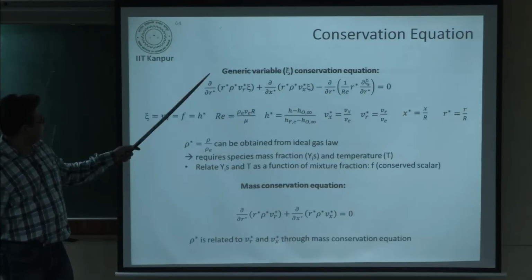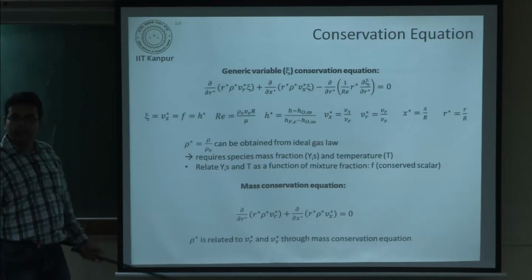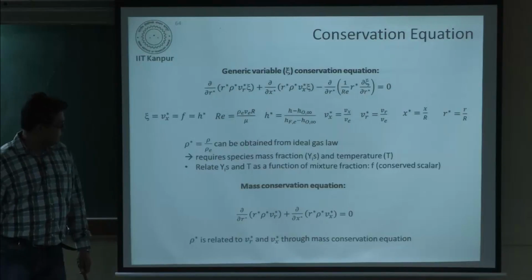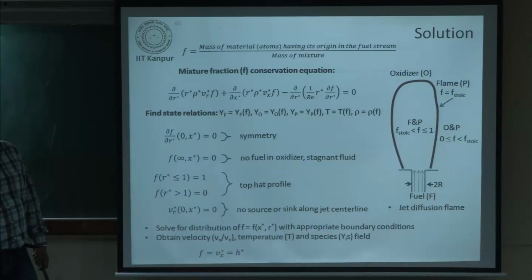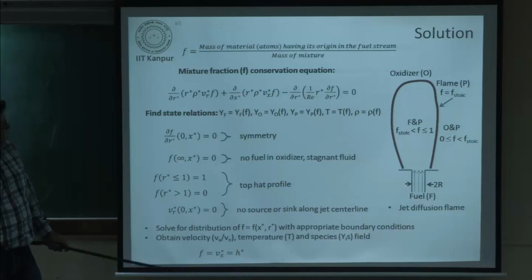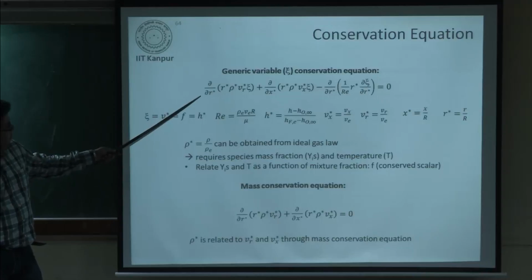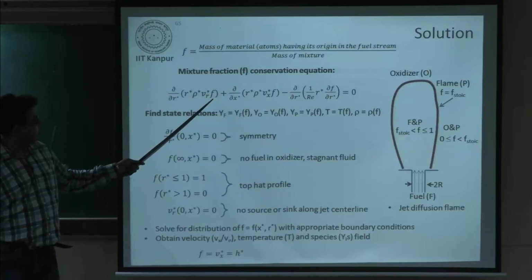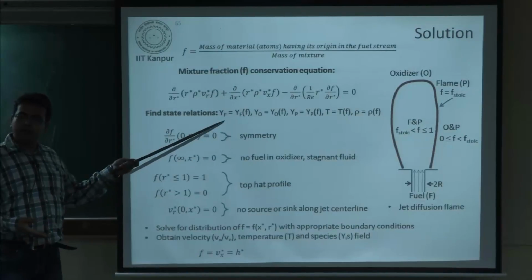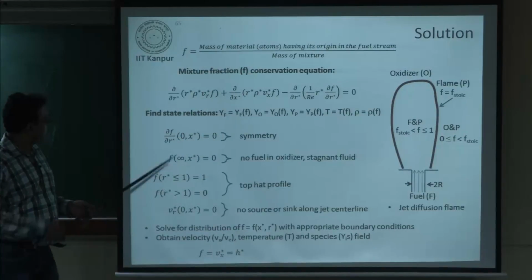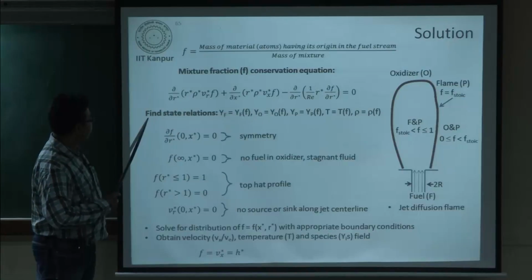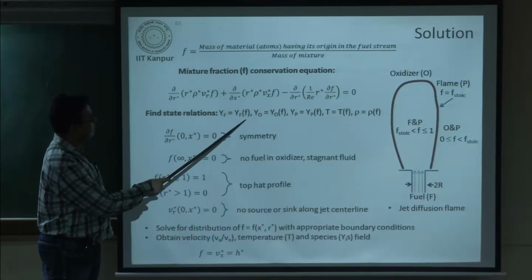So now you can solve this using the similarity variable approach, or you can do it numerically, whatever you like. I have now written it in terms of f. This similarity variable can also be written in terms of f, right? That parameter is just like f. So this is the transport equation, and now we need relationships like this.